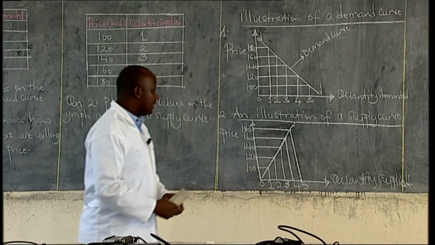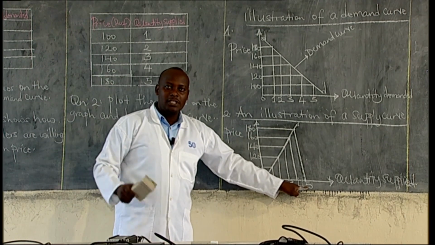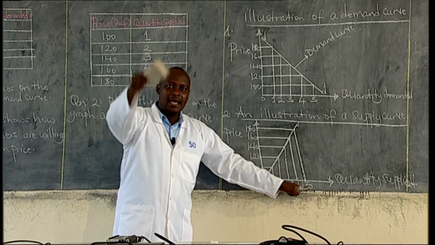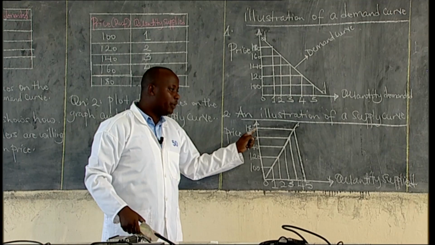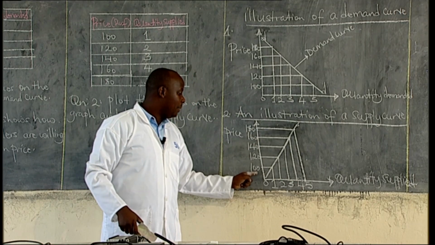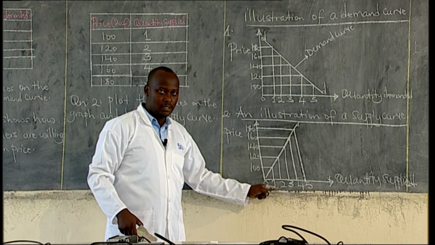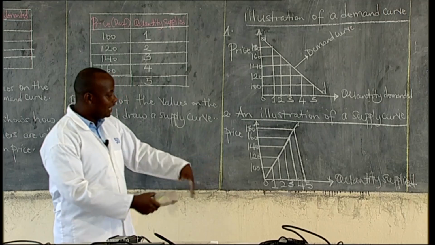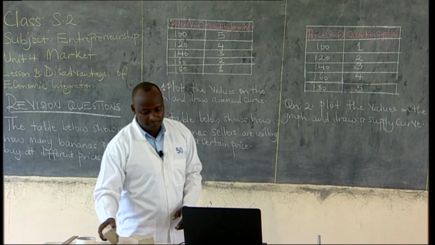Which means that at a higher price, they supply more, because the law of supply states that the higher the price, the higher the quantity supplied. At a lower price, the quantity supplied is less. We are supplying 1. That is how we plot the values on a supply curve. This is a supply curve.